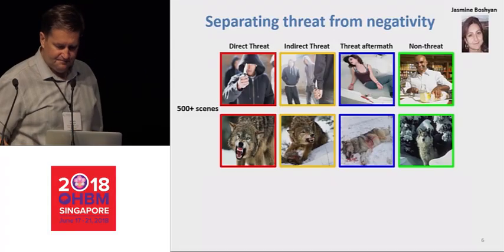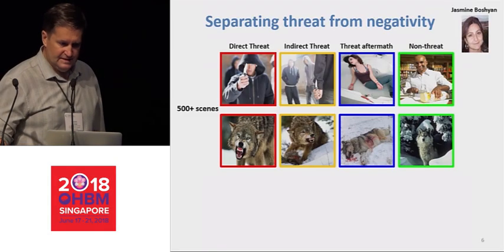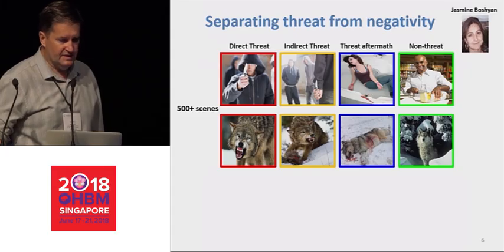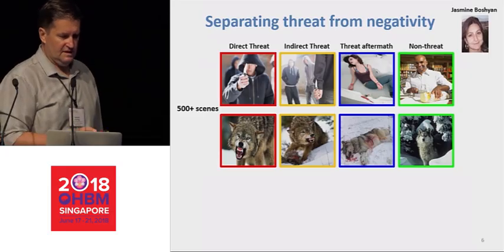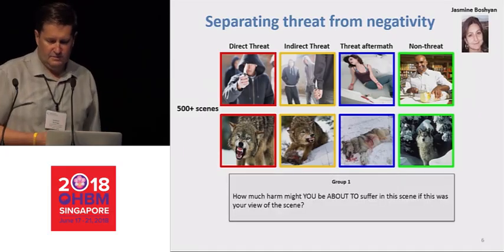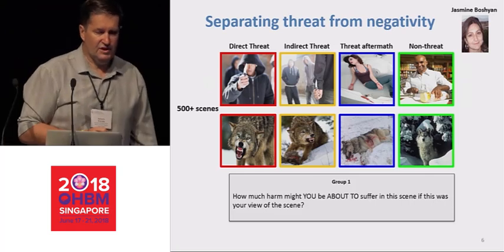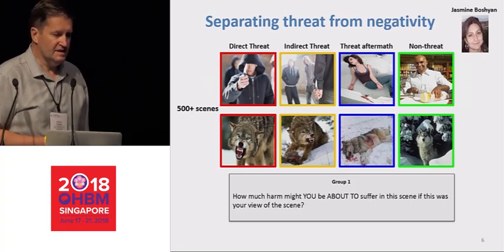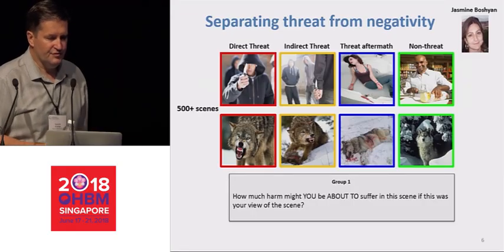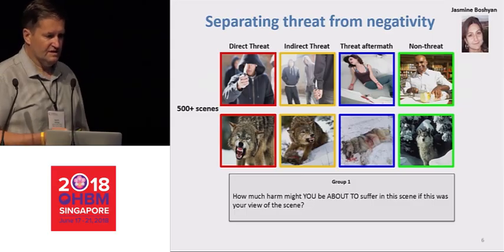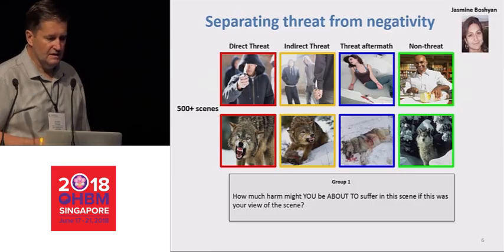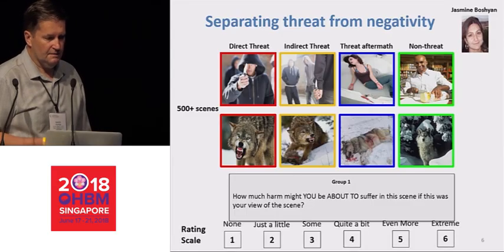So anyway, to do this, we asked 3 groups of subjects to rate the scenes, and asked them the following questions. The first group was asked a question that was designed to identify the direct threat scenes. So the question was, how much harm might you be about to suffer in the scene if that was your view of the scene? We used a Likert scale with these anchor points.